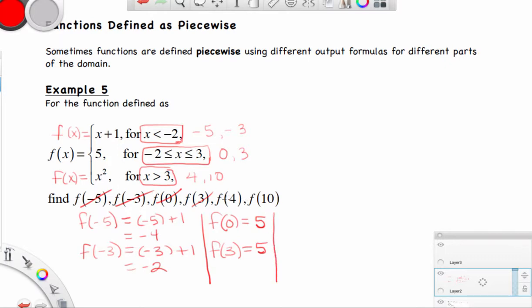And then we have 2 more to do. We have to do f of 4, and we need to use our x squared equation. So there's x squared, plug in a 4, and you get 16. And then that one's done. And then finally we have to plug in a 10 into x squared. And then our answer is 100.